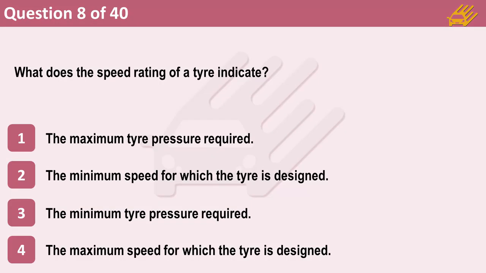What does the speed rating of a tire indicate? 1. The maximum tire pressure required. 2. The minimum speed for which the tire is designed. 3. The minimum tire pressure required. 4. The maximum speed for which the tire is designed.